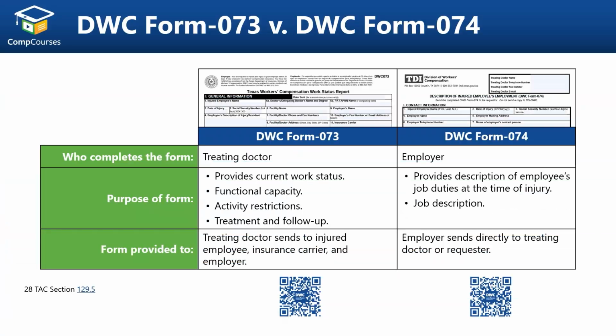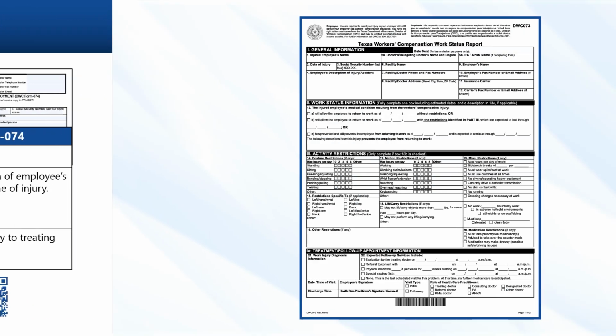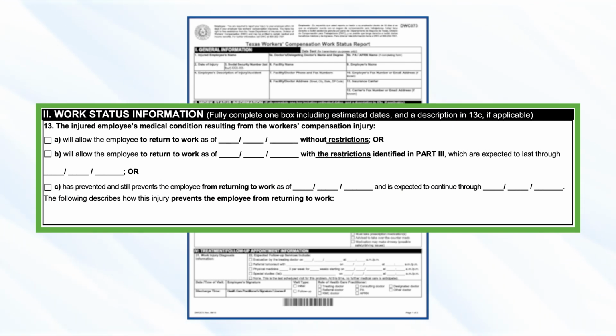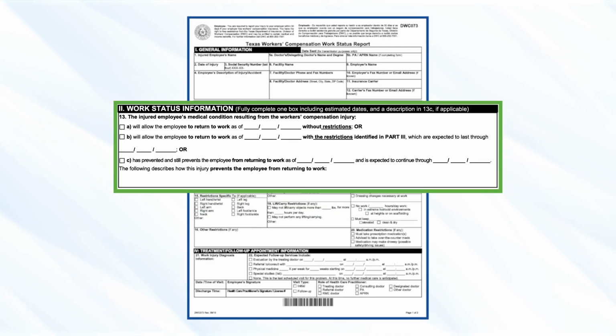Now, a DWC Form 073 is not an employer form, but is a work status report. Now, you may or may not be familiar with it, but this is a treating doctor form. The purpose of this form is to communicate the injured employee's current work status, document medical restrictions, or the ability to return to work. Now, this form helps employers and insurance carriers understand the employee's functional capacity. Now, on this form, the treating doctor will provide you information such as the work status. Can the injured employee return to work with or without restrictions? If the injured employee cannot return to work at this time, what is the expected time frame? That'll be listed on this work status report.